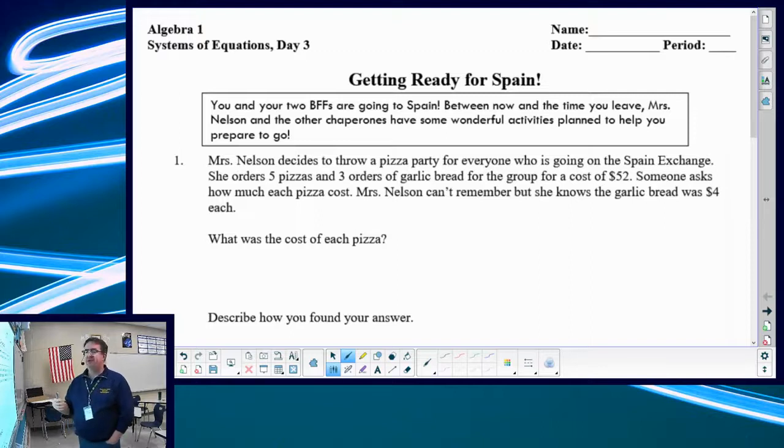She remembers that she ordered 5 pizzas and 3 loaves of garlic bread. It cost her $52, but she has no recollection of how much the pizza is when somebody asks, because apparently they liked it a lot. She does remember that the garlic bread was $4 each. So take a second, play around with that, and see if you can come up with the answer.